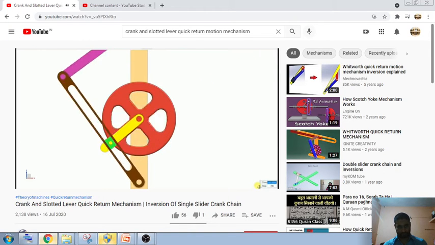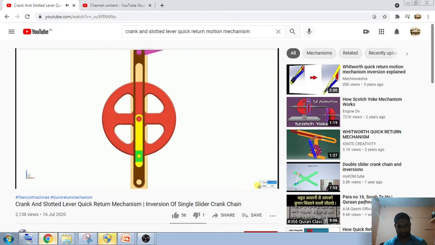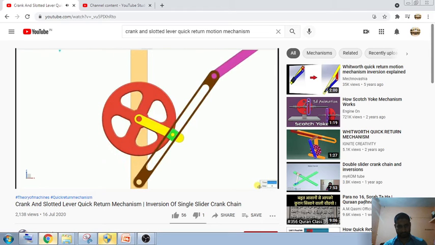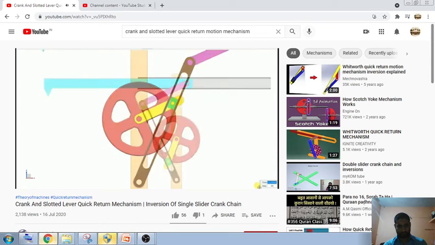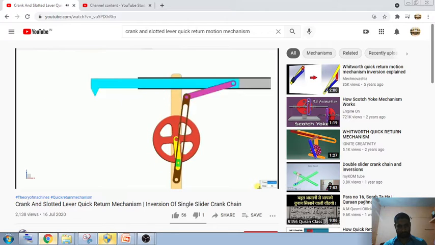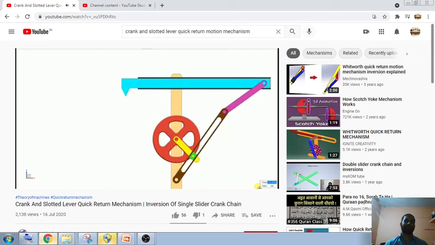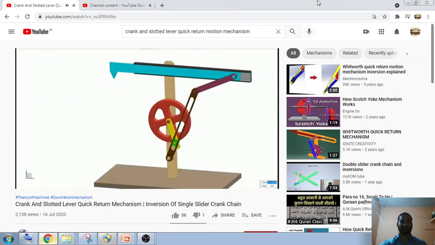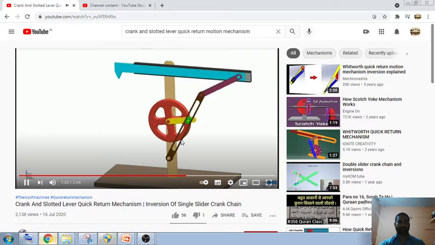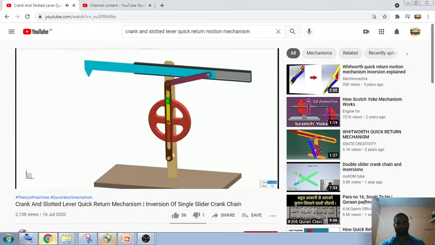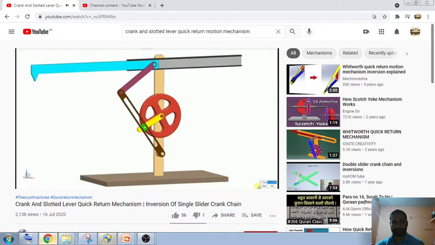As the slider moves inside the slotted bar, it provides a rocking movement to the slotted bar. This movement is transferred to the ram, providing it a reciprocatory motion. Hence, the rotary motion of the crank is converted into reciprocatory motion of the ram. In this way, the crank and slotted lever quick return mechanism works.